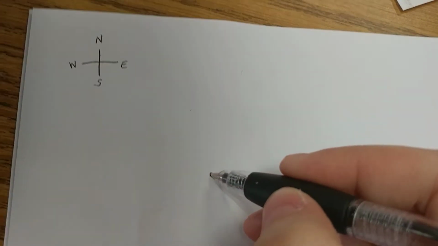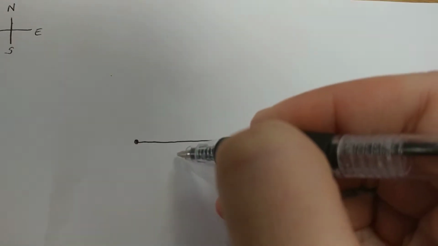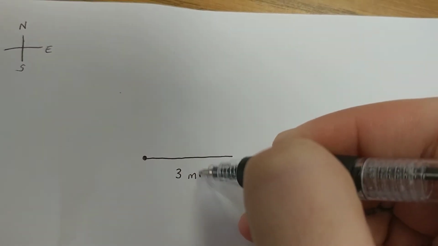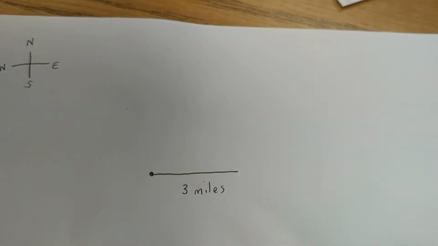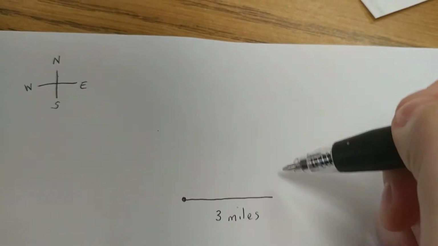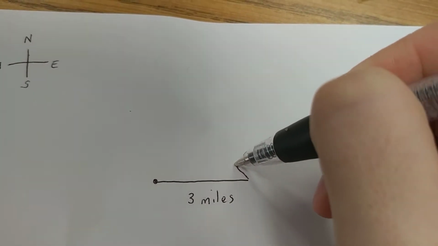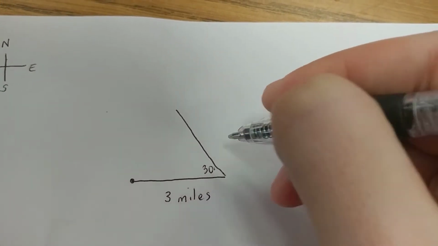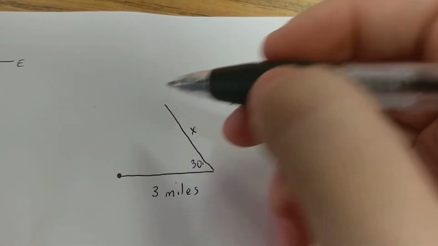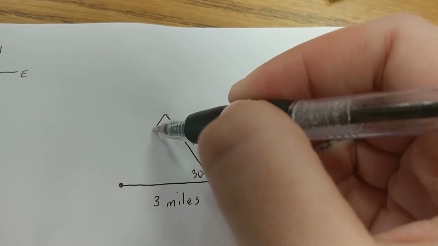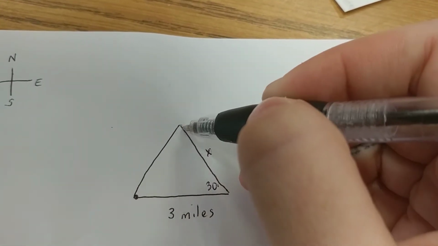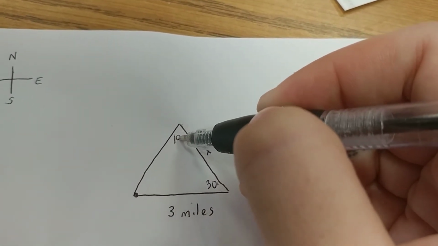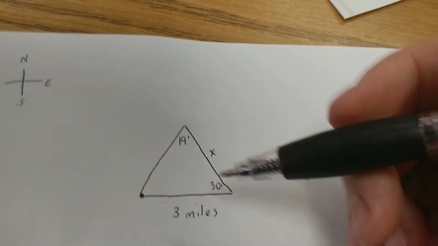So it says Billy is walking east 3 miles. So we're going to say he's going east 3 miles. Then it said there is a 30-degree turn north. Well, north is up and about 30 degrees, so we'll put it right here. But it doesn't tell us how far he walked. Then it said he turned around and goes back south at a 19-degree angle from where he started. It wants to know the value of X.